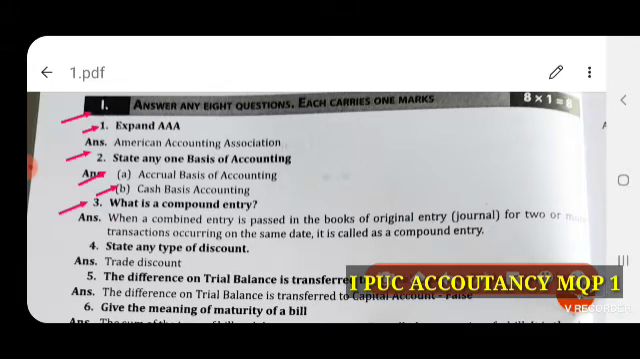Next, what is compound entry? You know, there are two types of entry as per your syllabus: simple entry and compound entry. The answer, compound entry, is when a combined entry is passed in the books of original entry. Example, if you pass two entries on debit side or credit side, so that will be the compound entry. For example, furniture account debit, cash account debit to capital account.